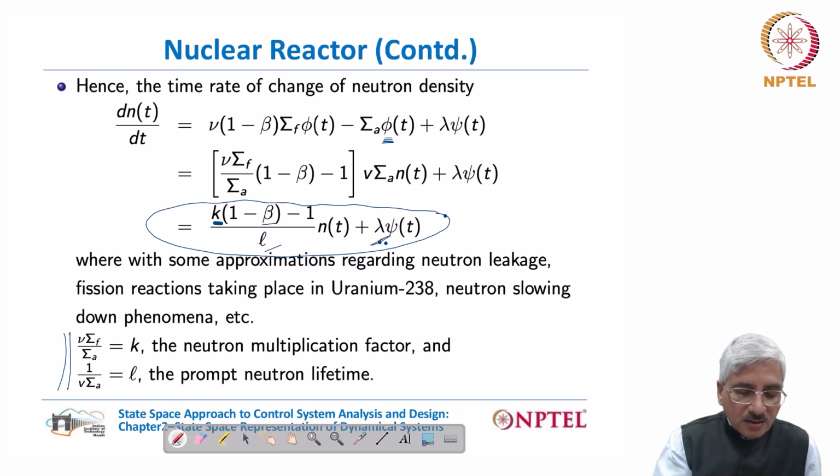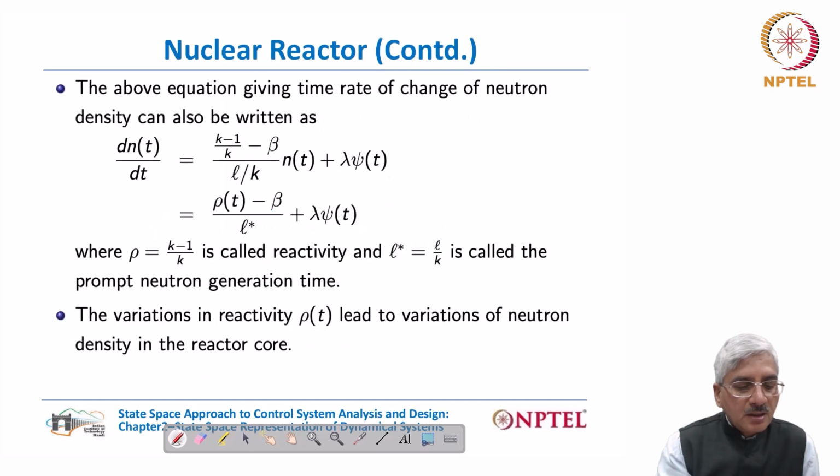K is called the multiplication factor, L is called the neutron lifetime, and lambda is the decay constant for the delayed neutron precursor. Beta is the fraction of delayed neutrons. So this is how the neutron density per unit volume in the core, reactor core, changes with time.